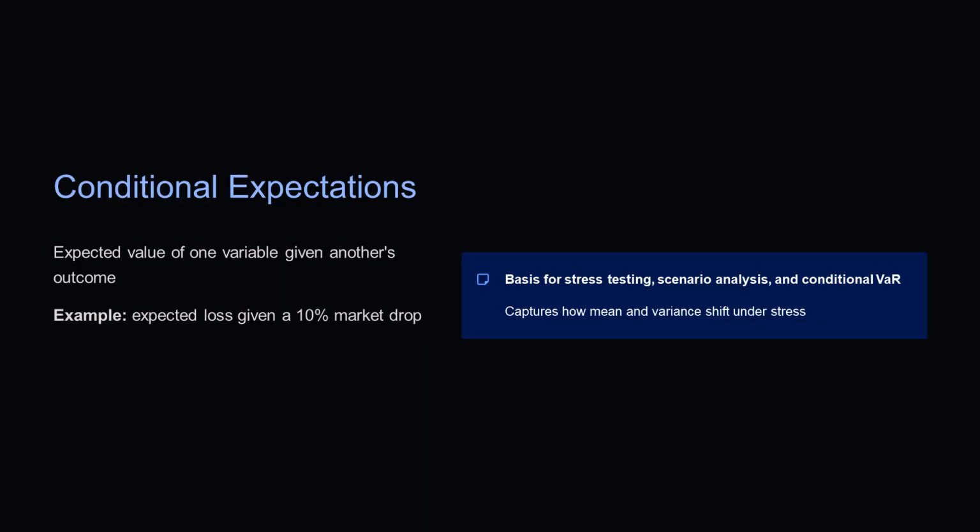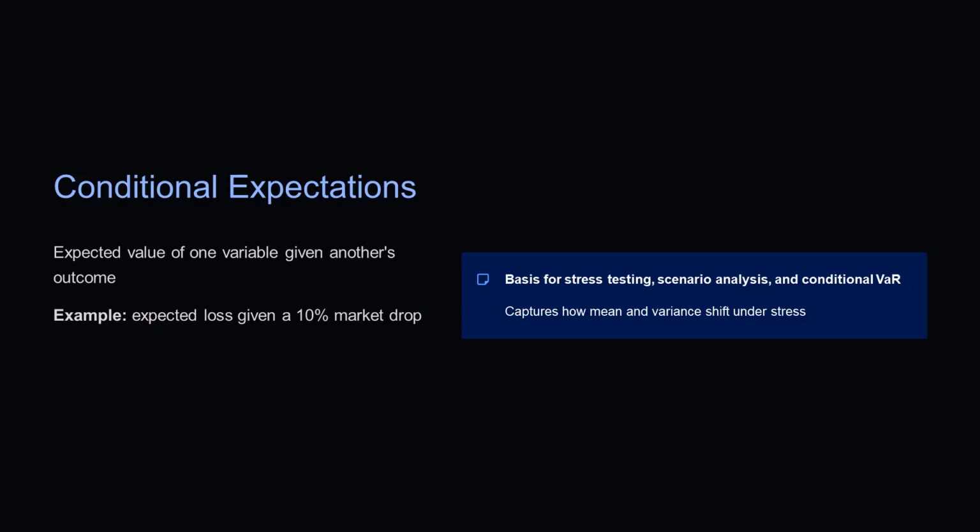Section 9. Conditional expectation and conditional variance. Another important tool is conditional expectation. It's simply the expected value of one random variable given that another takes a particular value or falls within a certain range. In practice, we use conditional expectations to estimate expected losses given a stress event. For example, what is the expected portfolio loss given that the equity market declines by 10%?